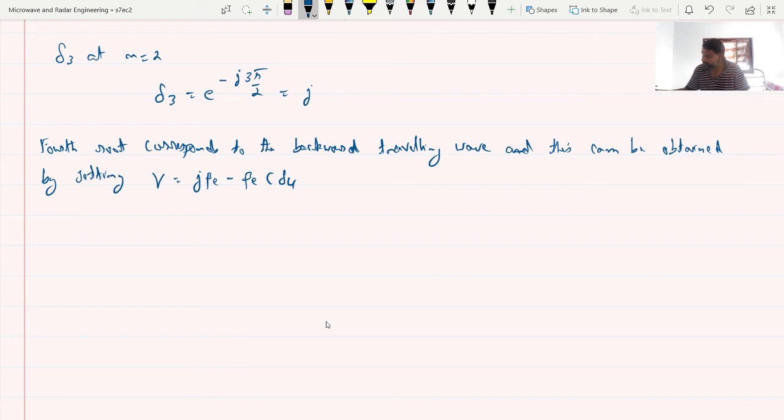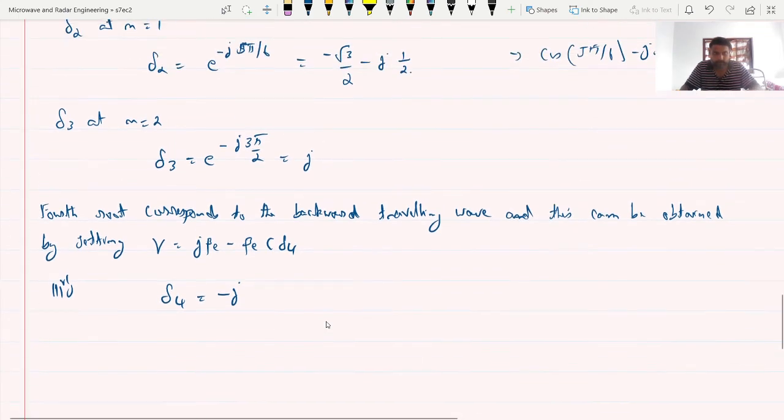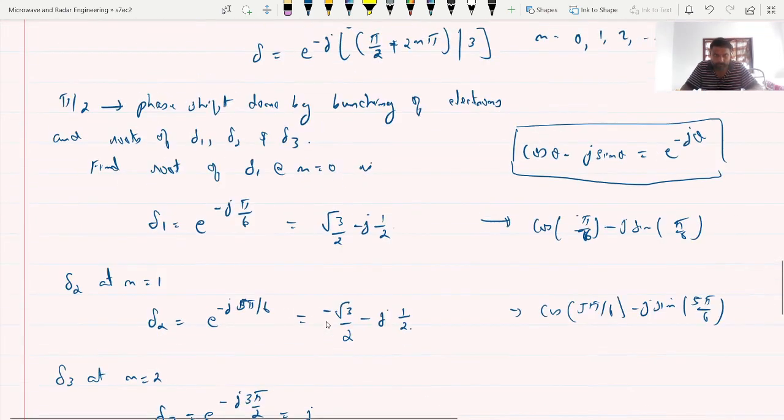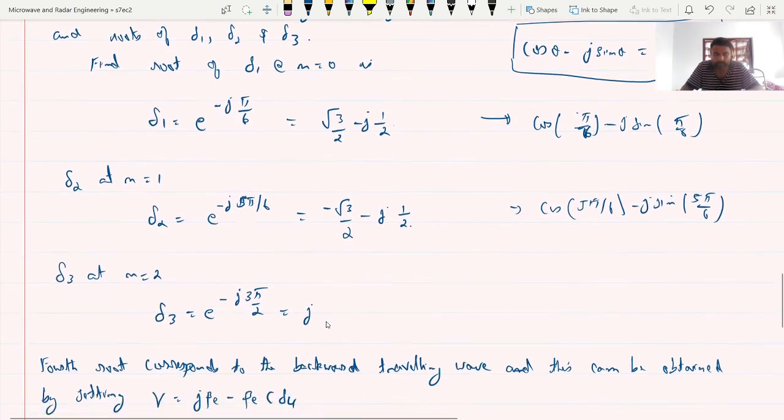Minus j beta I minus beta I c into delta. Similarly, you will get delta 4. Delta 4 will be minus j c square by 4, because in delta 4 what I had taken is gamma.